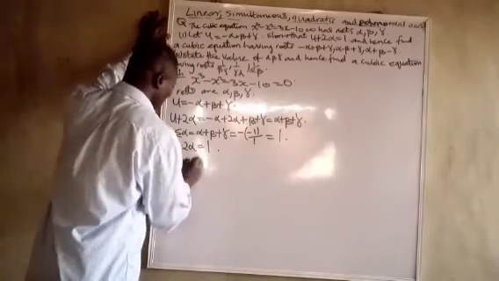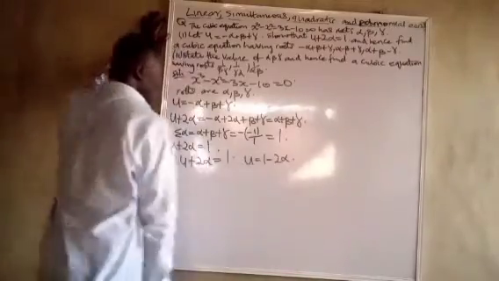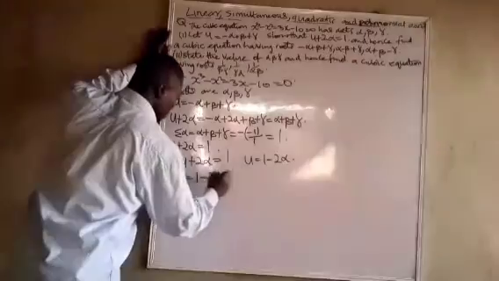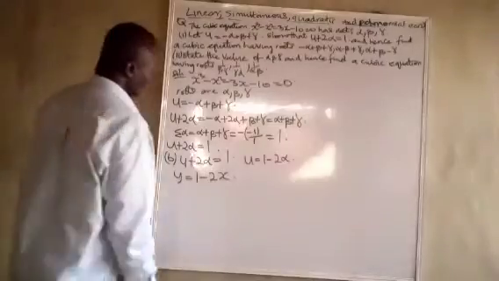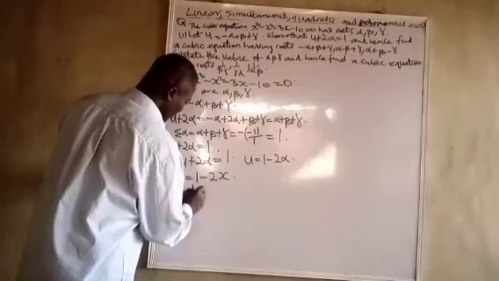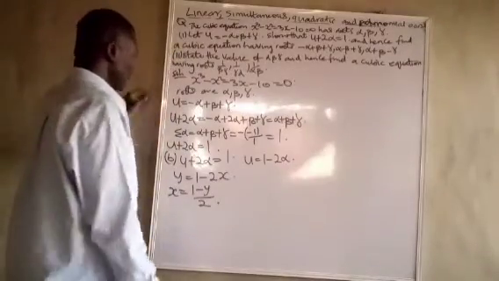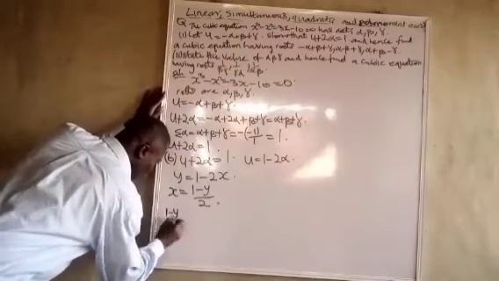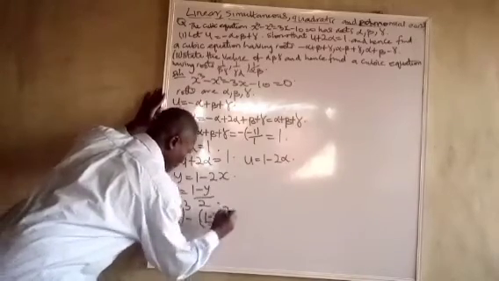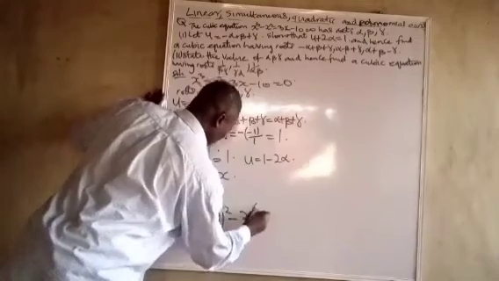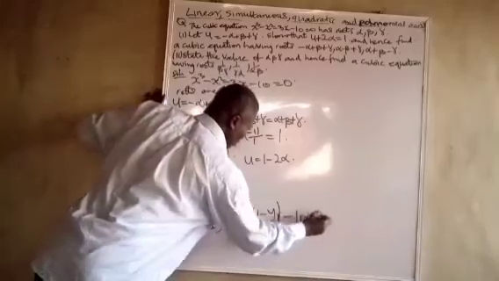We have said that u plus 2 alpha is equal to 1. So u equals 1 minus 2 alpha. In the same vein, you can now say y equals 1 minus 2x. Simple. Therefore, x is equal to 1 minus y over 2. So that's our x. We will now substitute this back into the equation. So we have (1 minus y over 2) cubed minus (1 minus y over 2) squared minus 3 into (1 minus y) over 2 minus 10 equals 0.